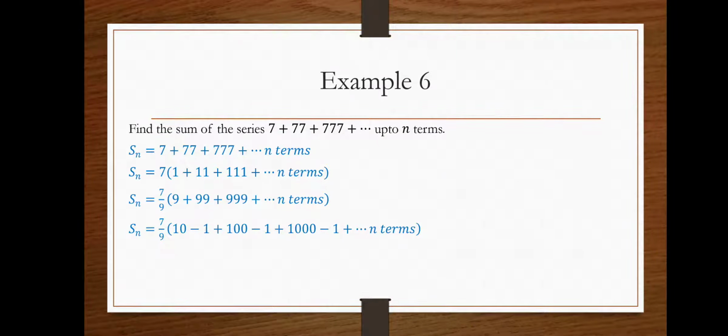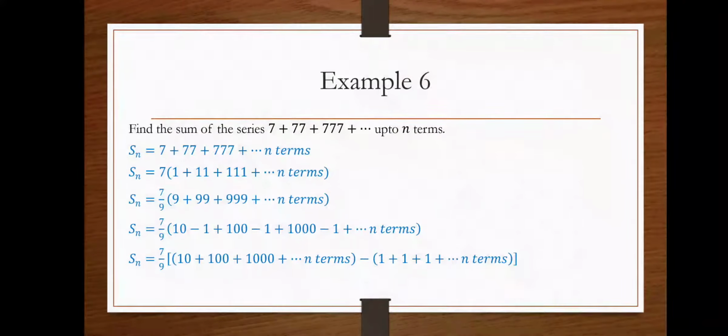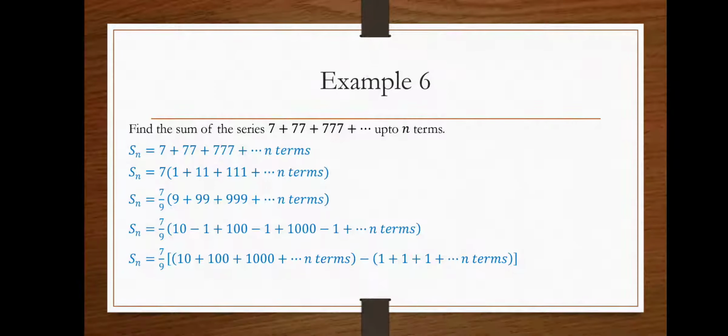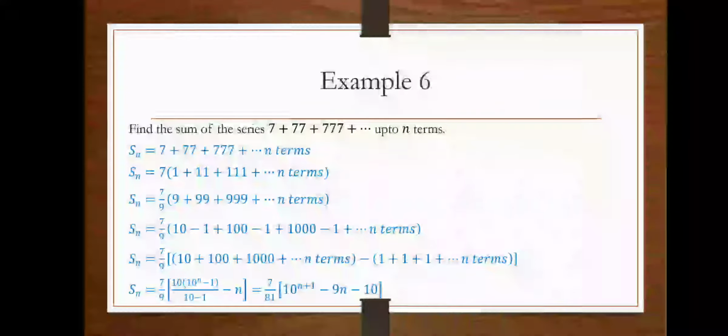So you have two different series actually. One is 10, 100, 1000, which is a GP series, and then another constant series, all of 1. So in this one, the first term is 10, common ratio is 10, and here the sum of all ones up to n terms gives you n only. So now just put it into the formula and do your calculation, and then you get this value. So this is the sum till n terms of this particular series.